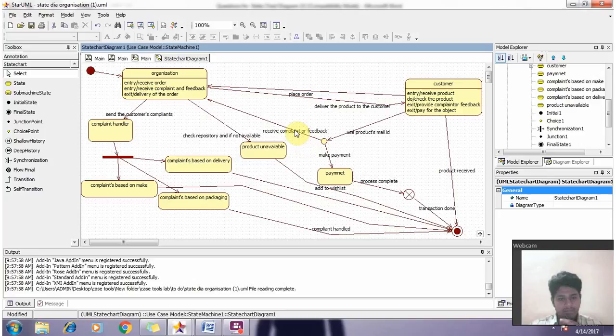If any complaint is given, it will be sent to the complaint handler, and it will execute this process. After that, it goes into the payment method, so payment and then the payment process. After that, this is the flow final. After making the payment, it gets to transaction done, and it will execute here. The product given by the placing order is then given to the customer, and then the product is received. After receiving the product, it will execute.